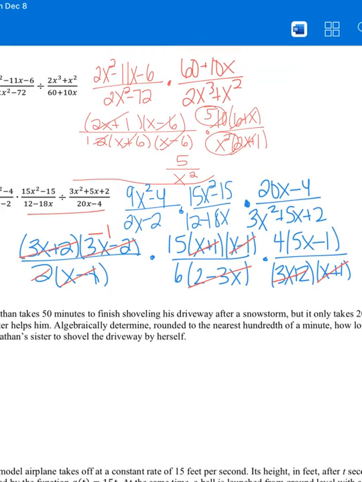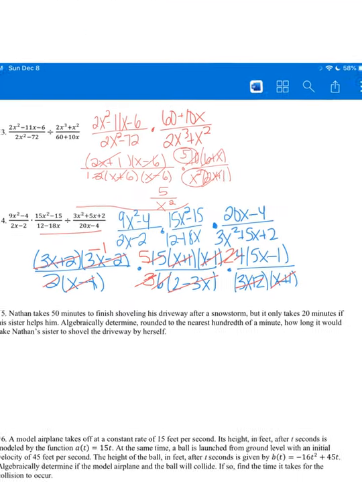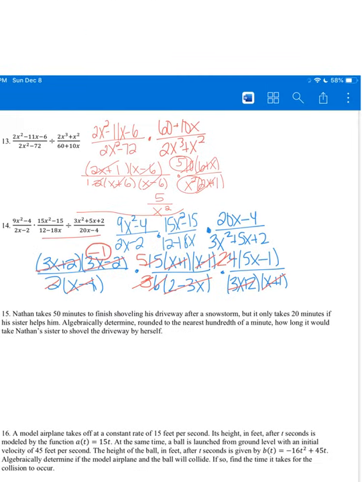4 over 2 will turn into 2 over 1. 2 divided by 6 will turn into 1 divided by 3. And then 15 over 3 will turn into 5. You could do all of that after, though, if that confuses you as well. So on the top, I'm left with negative 1 times 5 times 5x minus 1. So that's negative 5 times 5x minus 1. And on the bottom, I don't have anything. So if you want to put over 1, you can, but you don't have to.